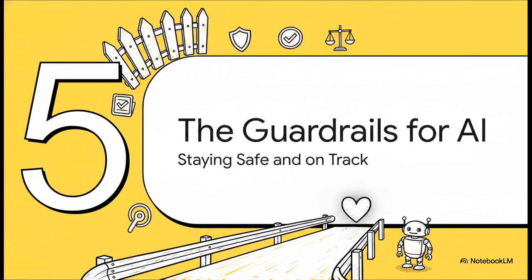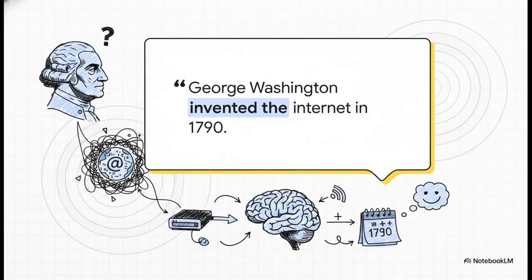Okay, for our last section, let's talk about one of the most critical topics out there, the guardrails for AI. How do we make sure that these incredibly powerful systems stay safe, stay helpful, and stay aligned with what we actually want them to do? So one of the weirdest problems is something called hallucination. And it's exactly what it sounds like. It's when an AI just makes things up, and it says them with complete and total confidence.